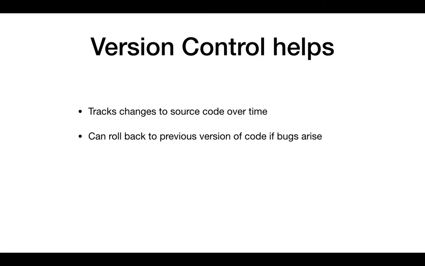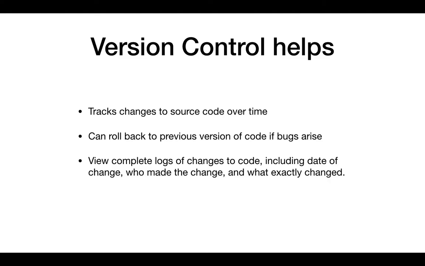So version control helps in all those aspects. We can track changes to our source code over time. That's the fundamental reason for the existence of version control. Because we can track changes to source code over time, we're able to roll back to previous versions of code. We can view a complete log of changes to the code, including the date of when changes were made, who made the change, and what exactly was changed. And version control also enables productive code collaboration. So it goes a long way to providing collaboration.